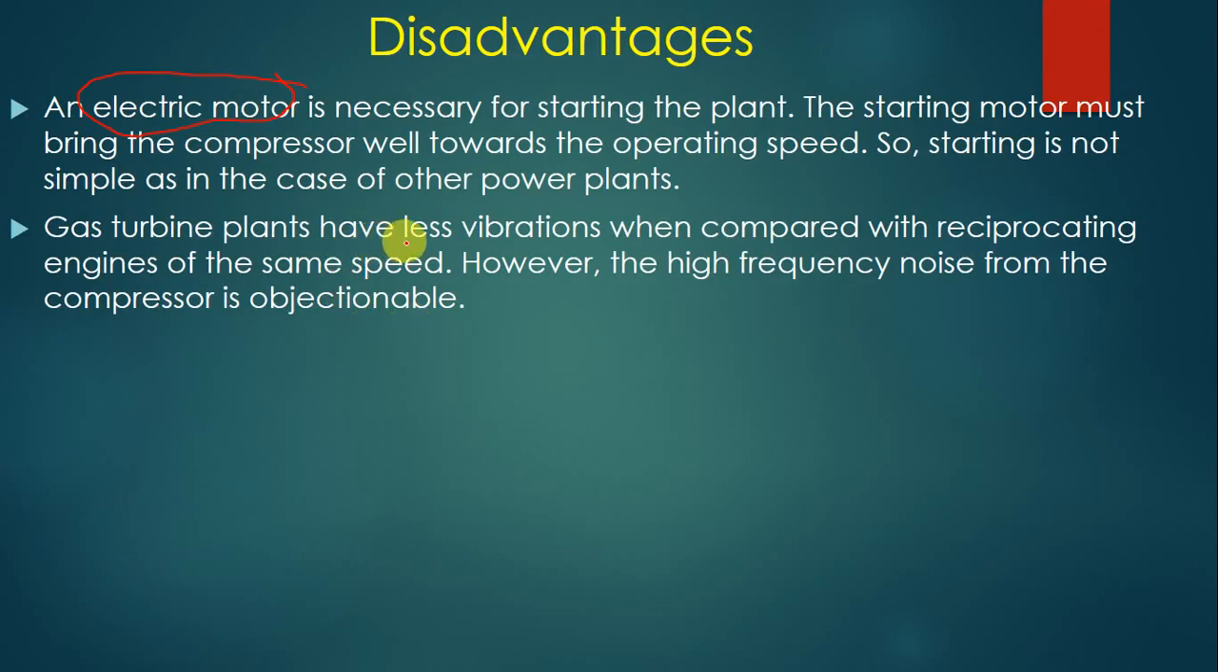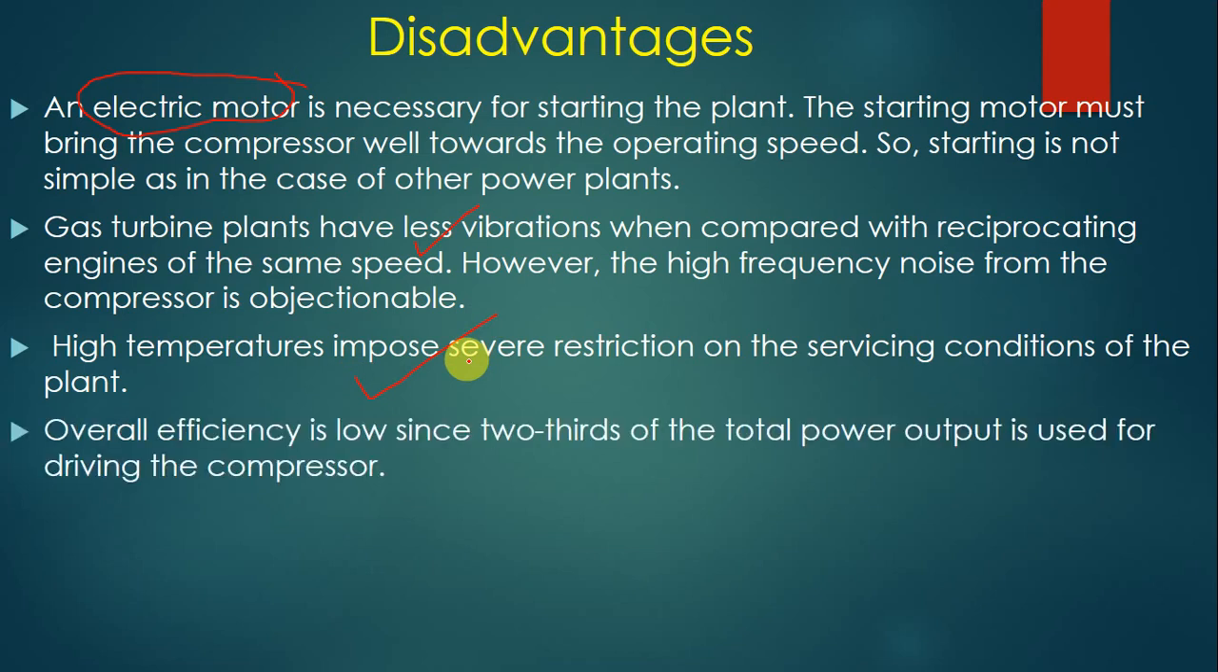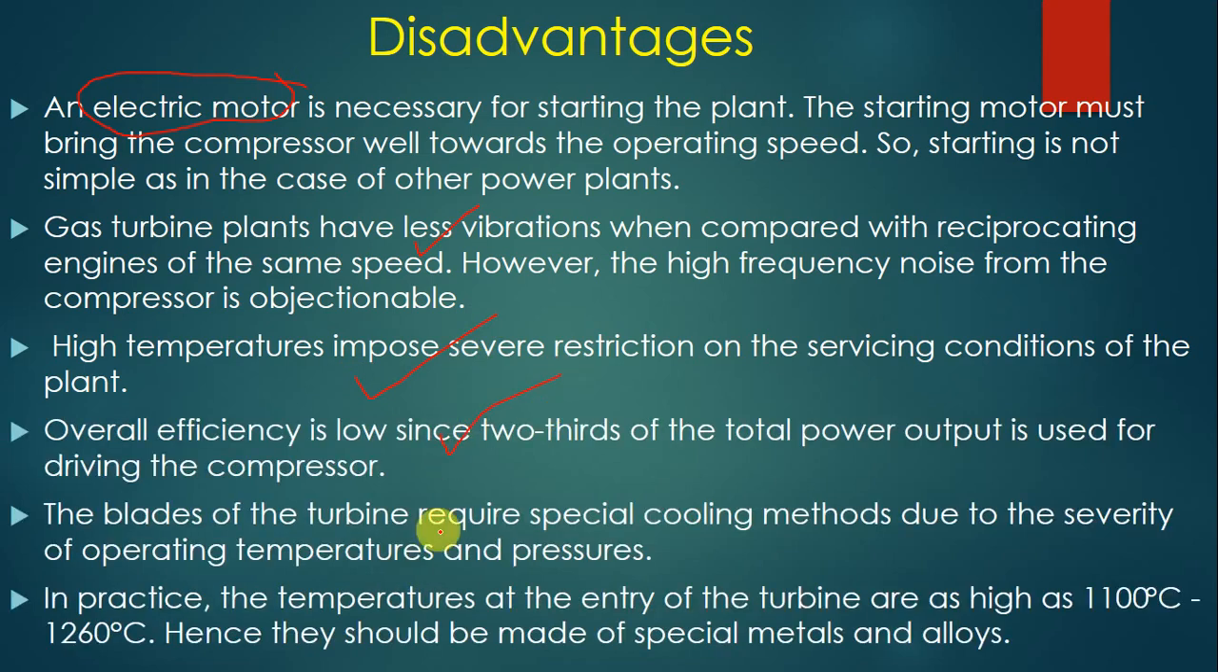Then gas turbine plants have less vibration compared to a reciprocating engine at the same speed, so the vibration generated is very less. High temperature imposes severe restrictions on the conditions. So here the temperature will be very high, and that is one of the disadvantages. The overall efficiency is low. The blades of the turbine require special cooling. As I told you, the temperature is very high, and that's why we require a cooling system. In practice, the temperature is in the range of 1100 to 1260 degrees Celsius. Such a very high temperature will be available, and that's why the requirement of a cooling medium is a major disadvantage in this particular power plant.